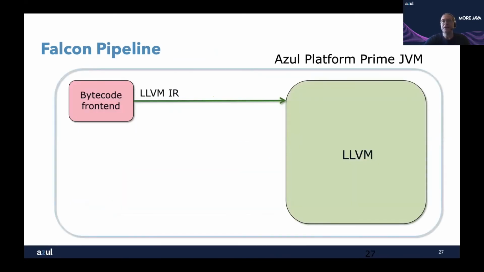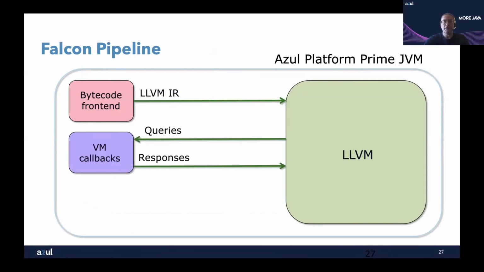So what we've done is look at how Falcon works. And we said, okay, you take your bytecodes, you generate intermediate representation for LLVM. Pass that to the compiler. The compiler then needs to understand how to optimize it, and it will issue a series of queries through callbacks to the VM and say, using the profiling information, answer this question about how to optimize the code. The VM will pass back a response saying this is how it's used, so you can optimize this way.